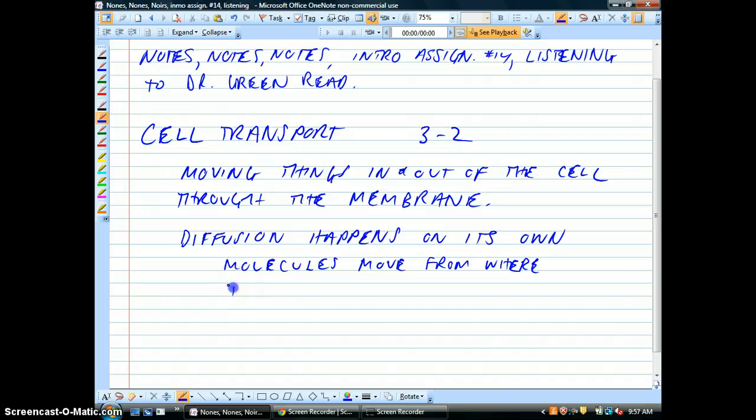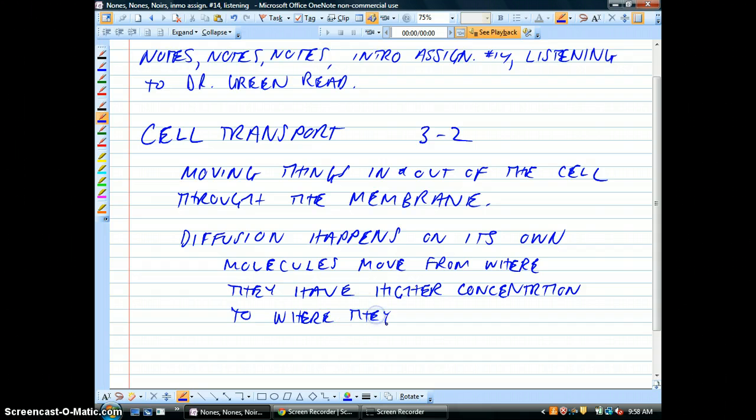Molecules move from where there is a concentration gradient. Move from where they have higher concentration. I'll mention that in just a second. Higher concentration. The guy on the video talked about that. To where they have a lower concentration.